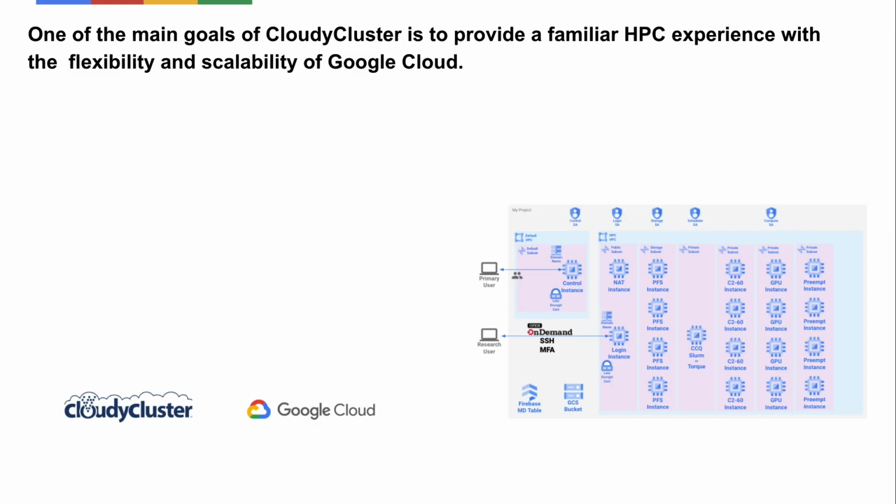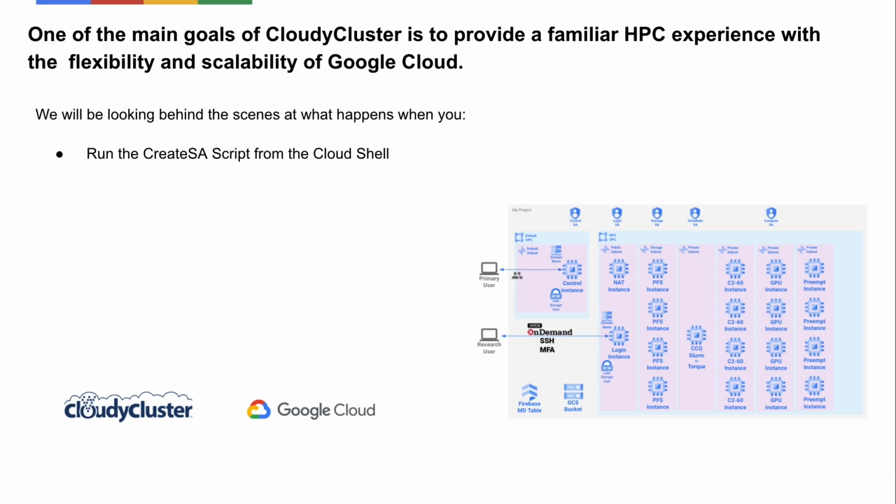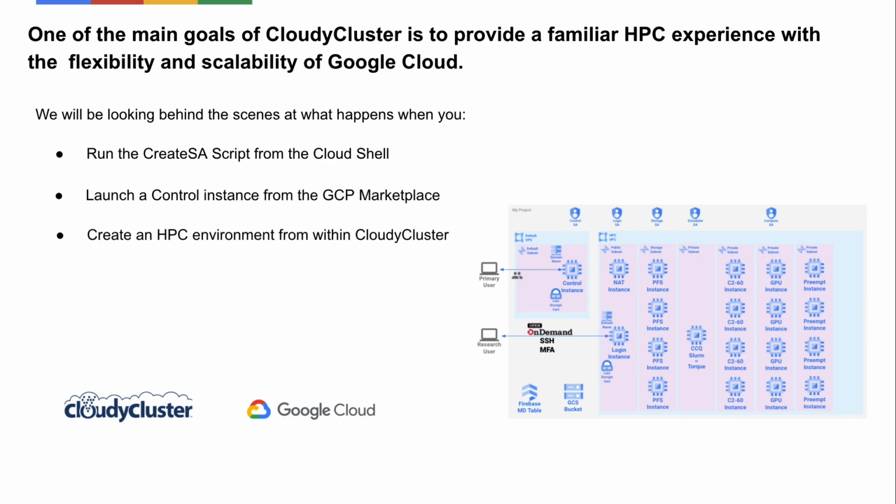One of the main goals of CloudyCluster is to provide the familiar HPC experience we are used to, but also provide all the flexibility and scalability of Google Cloud. Today we'll be looking at what happens when you run the create SA script from the Cloud Shell, launch a control instance from the GCP Marketplace, create an HPC environment from within CloudyCluster, and launch HPC jobs through CCQ.